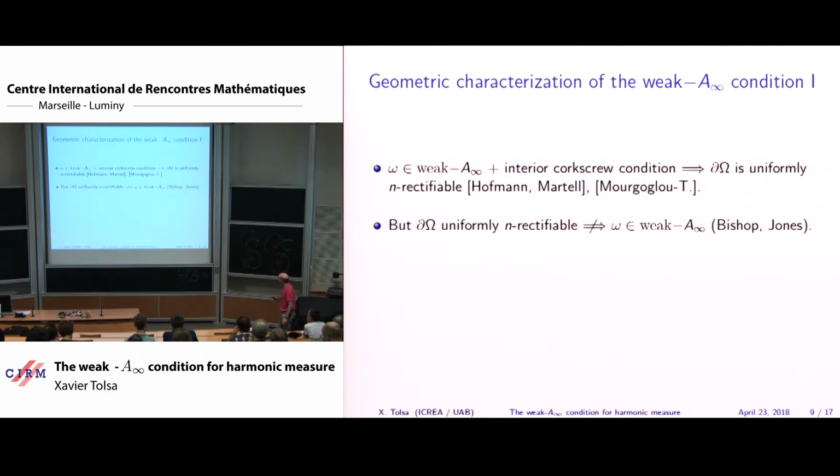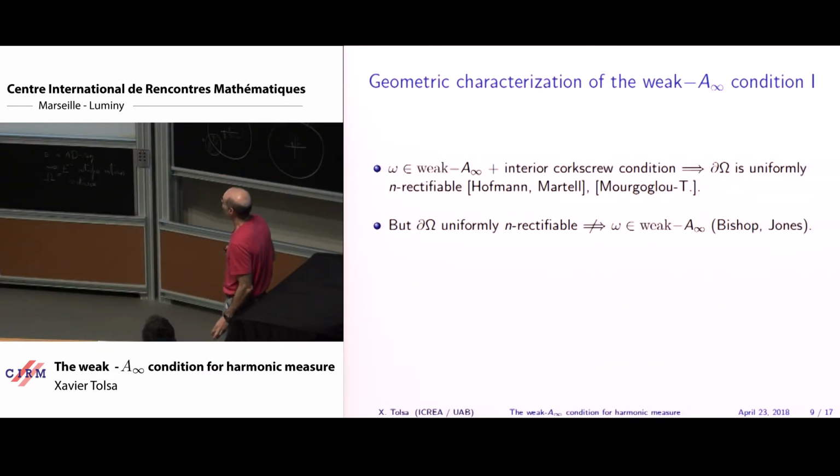Okay, so we have this, but you could guess that perhaps weak A infinity under this assumption is equivalent to uniform n-rectifiability. But this is not the case, because there is an example due to Bishop and Jones of a domain such that the boundary is uniformly n-rectifiable, and such that harmonic measure in fact is not even absolutely continuous with respect to surface measure. And so in particular this condition fails. So something else is necessary to characterize weak A infinity.